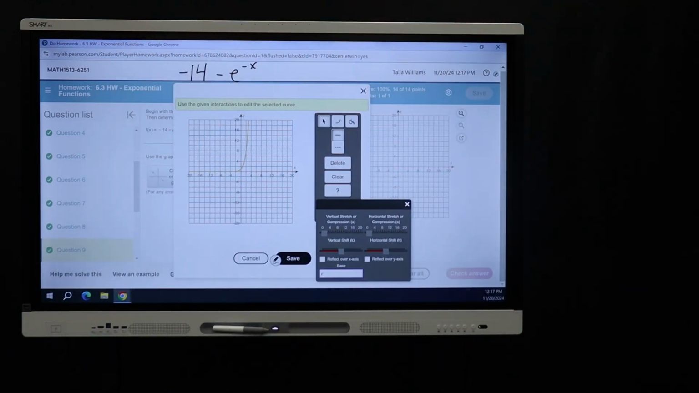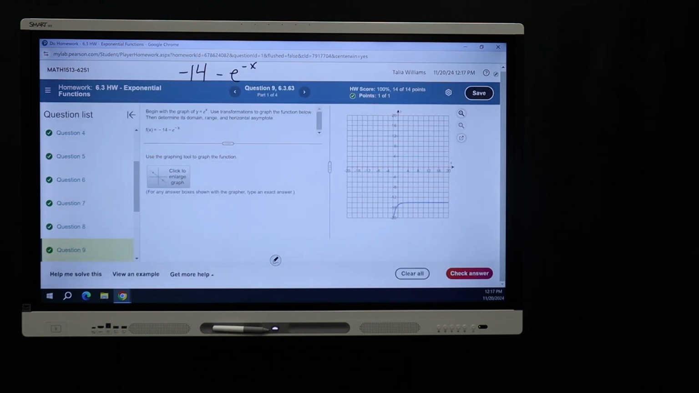Okay. So, since I have a negative with my e and a negative with my x, I'm going to have to reflect over both of these. Because this negative reflects it across the x-axis, this negative reflects it across the y-axis. So, negative 14 here is down 14. That's why if you look at the scale on this graph, there's so many. So, negative 14. Okay, save.